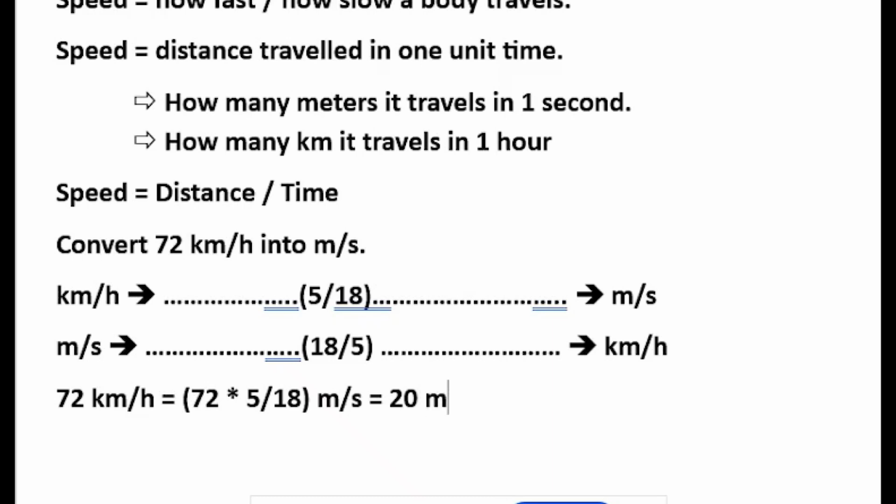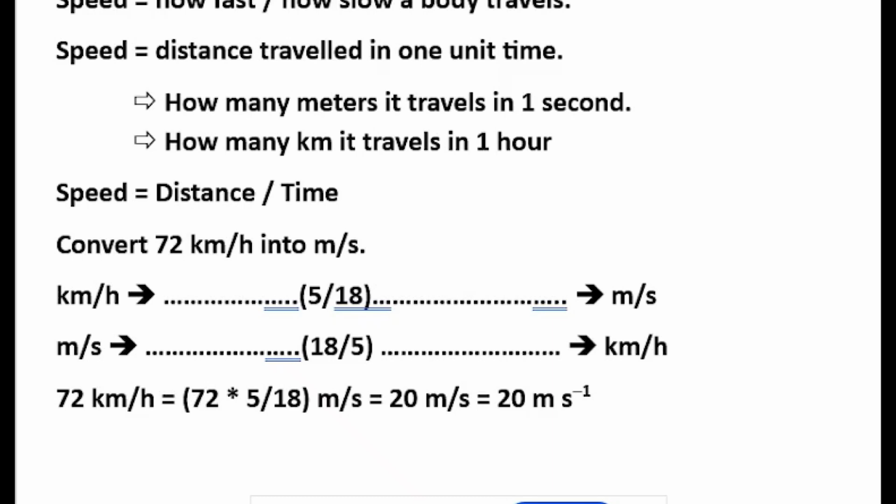20 meters per second. This is the way they write in the book. But the correct way of writing is 20 m space S, then power minus 1. In the book they write like this, m by S. The correct way of writing is 20 m space S power minus 1. That will be the speed in meters per second. Again, if we are given 20 meters per second, multiply by 18 by 5, we'll get kilometers per hour.